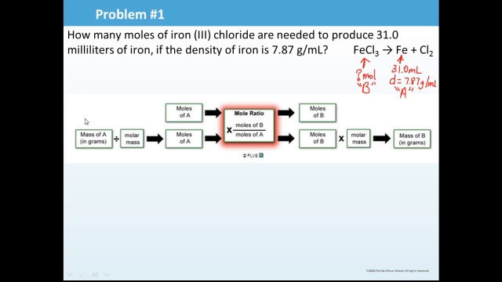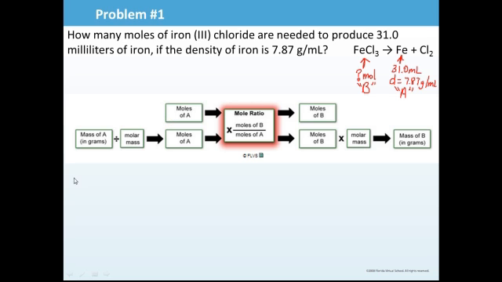31 milliliters. I don't see anywhere on here anything about milliliters. I can't start. It's not on my chart. That's okay. So what we have to think about is how can we convert 31 milliliters to something that is on this chart? And that's what it tells us.